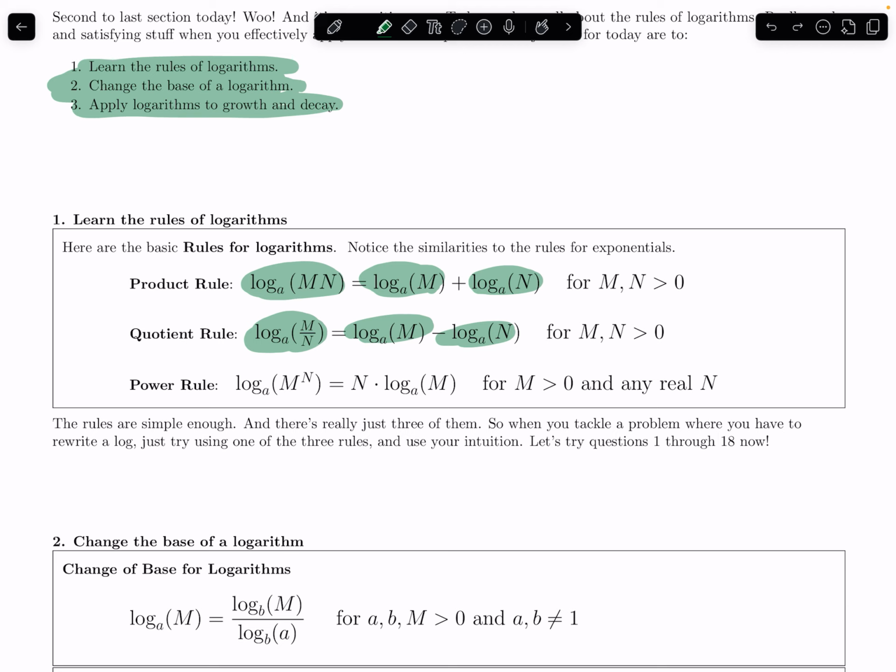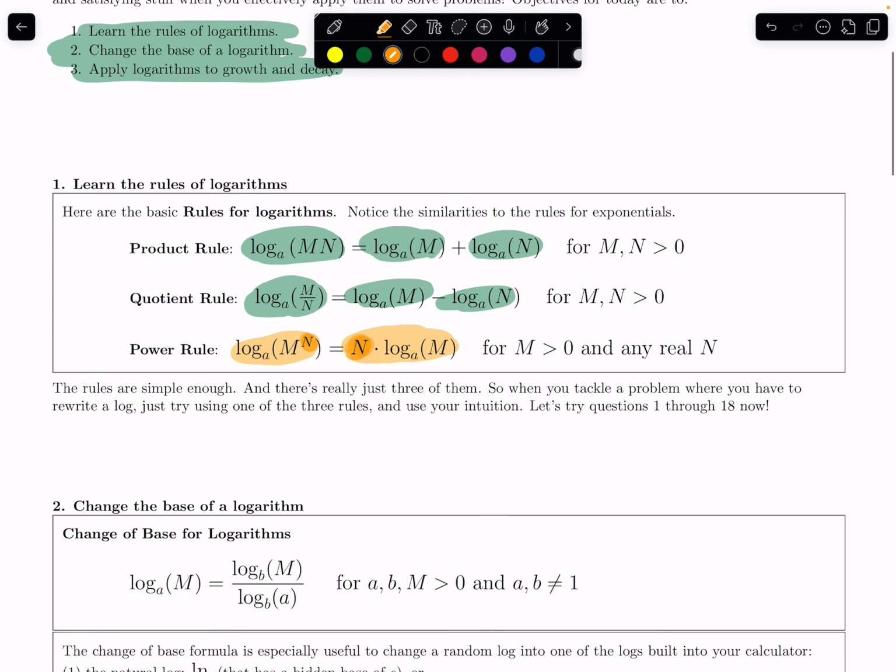Okay, the power rule. The power rule is kind of analogous if you think about it, right? If we're going from multiplication to addition, and division to subtraction, then we go from power to multiplication. Now this power over here, you see the exponent? This exponent is the thing that gets pulled to the front as a multiplier. So log of m to the n is n times log of m. That exponent comes out as just a regular multiplication. Okay, that's it. So those are the rules.